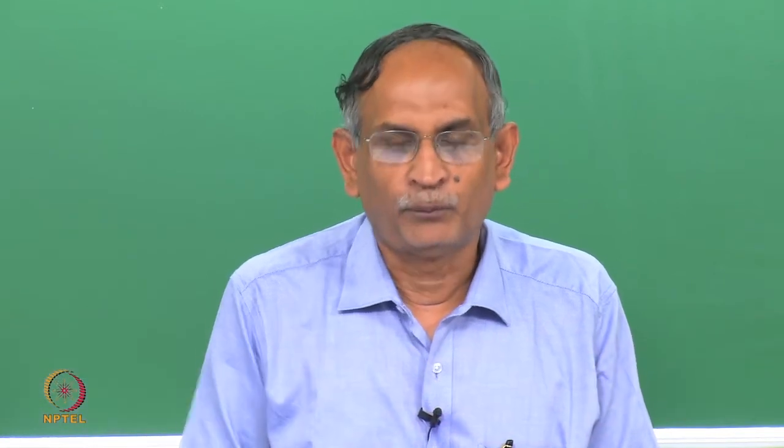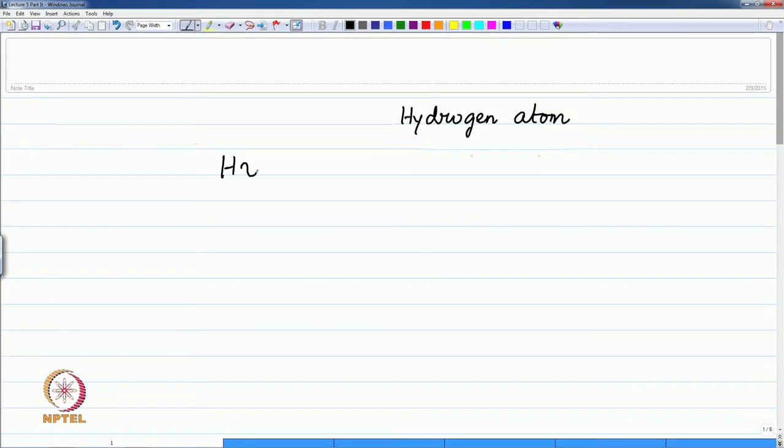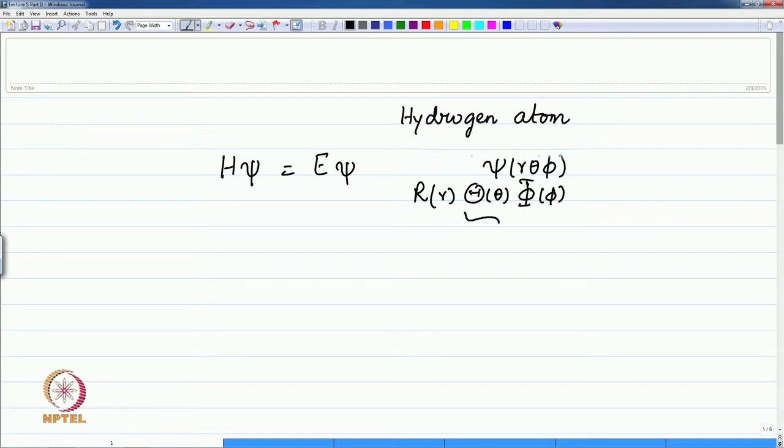Welcome back to the lecture. We will continue with the analysis of the solutions that we have proposed for the hydrogen atom. The equation being the Schrodinger equation H psi is equal to E psi, psi of r theta phi, and we had proposed this to be a radial part and an angular part containing theta and phi, and these two together written as a spherical harmonics of two dependence.